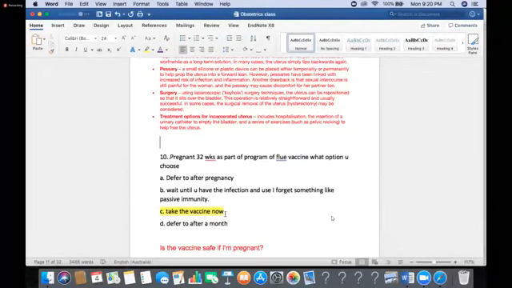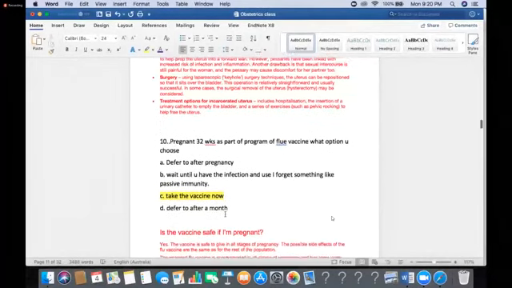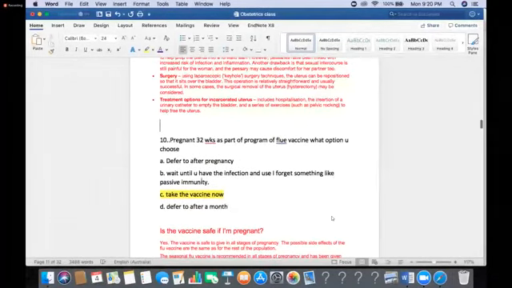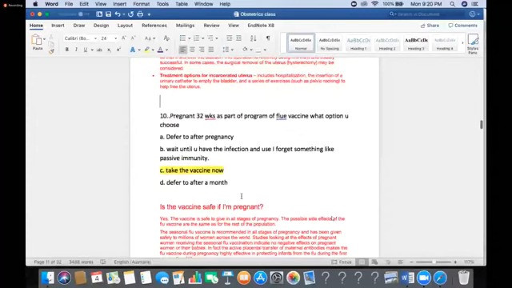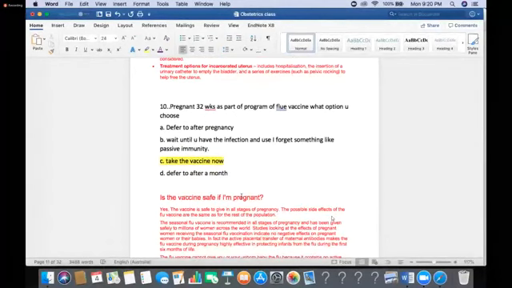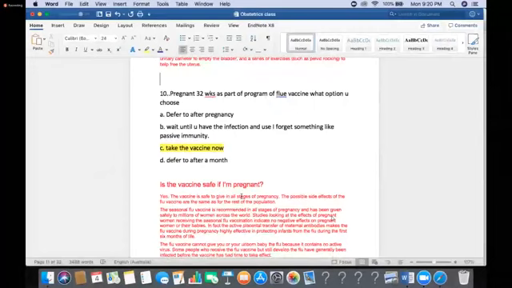Only the nasal form is contraindicated because that's a live vaccine. So flu vaccine can be taken by anyone. If the patient wants a vaccine, give them. Sorry, doctor, it's not a live vaccine, it's an inactivated vaccine. Only the nasal form is live. So you can give the patient the vaccine. Okay.